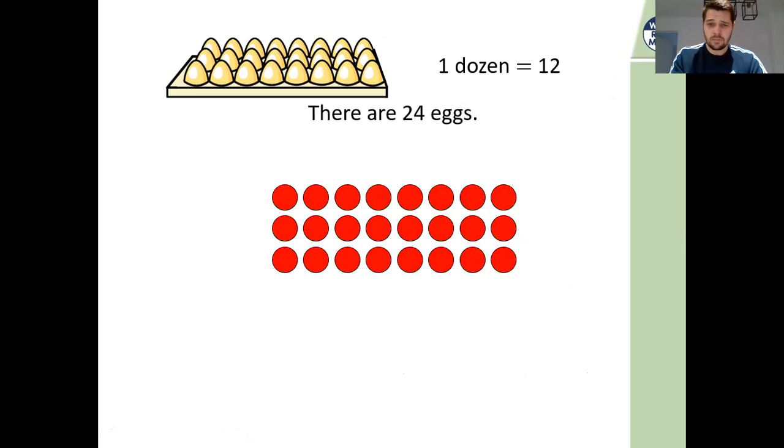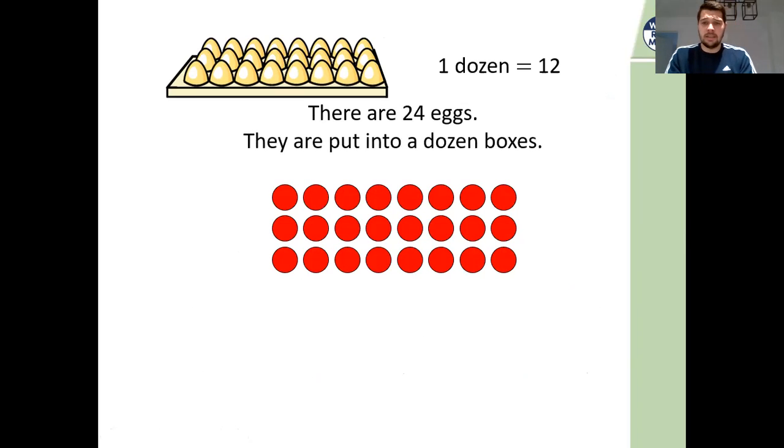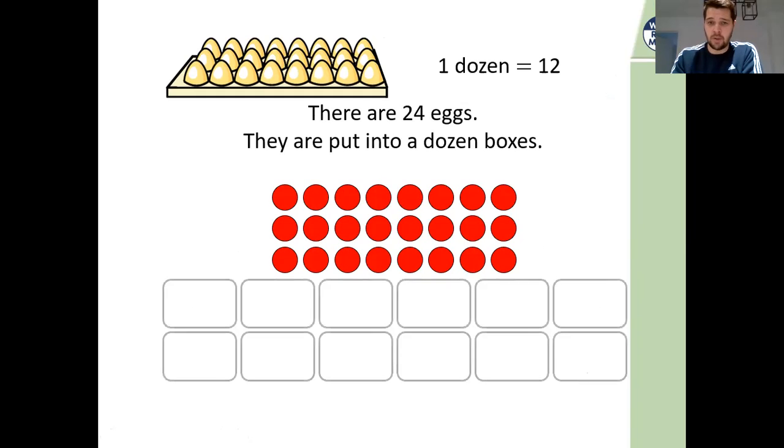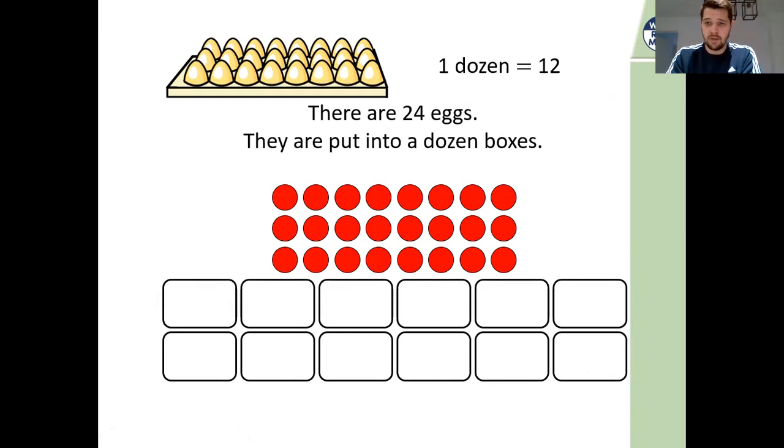So there are 24 eggs that are put into a dozen boxes. This time, we know how many boxes there are. How could we use our eggs, our red arrays there, to figure this calculation out? If you're feeling confident, pause the screen and do it for yourself. If not, let's watch as it's explained here.